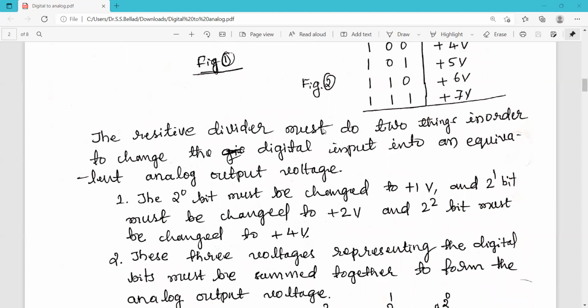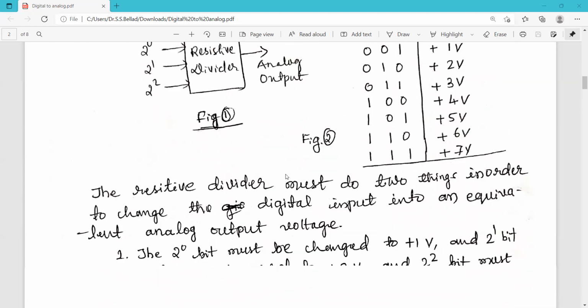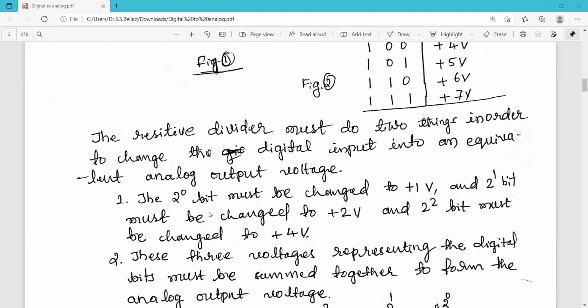The resistive divider must do two things in order to change the digital input into an equivalent analog output. How does it do that? The 2 raised to 0 bit, the LSB, must be changed to +1 volt. So when there is a 1 in the 2 raised to 0 position, it must be changed to +1 volt, and the 2 raised to 1 bit must be changed to 2 volt.